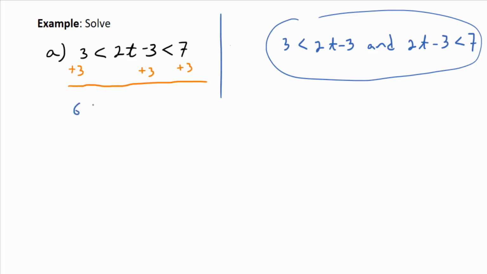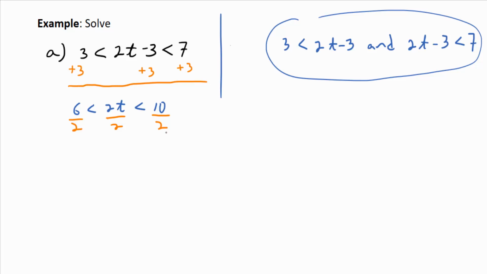6 is less than 2t, which is less than 10. See that? Now I want to get t by itself. I have 2t. How do I undo multiplication by 2? Divide, but I have to do it to both sets of inequalities. So that means I'm going to divide by 2 in the middle. That means I have to do it on the left and on the right. Does that make sense?